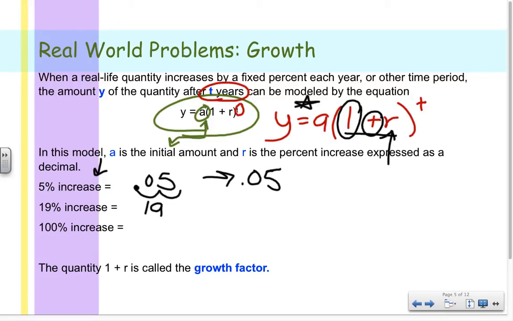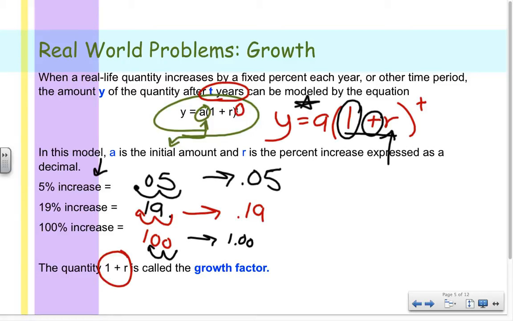So if I have 19, I would take my decimal and move it 2 to the left. 1, 2. So instead of writing 19%, I'm going to write 0.19. If I had 100, I'm going to start at the end and move 2 decimal places, so I would put a rate of 1.00. And that 1 plus R is called the growth factor. It's what am I multiplying my original amount by to see how much it is going to increase. If it's 1 minus R, it'll end up being the decay factor.